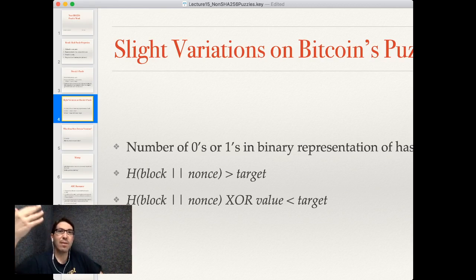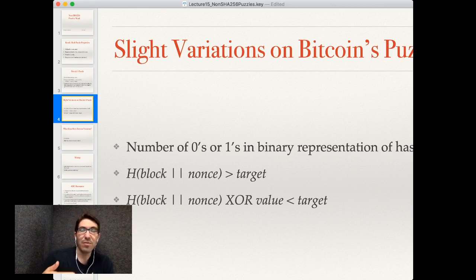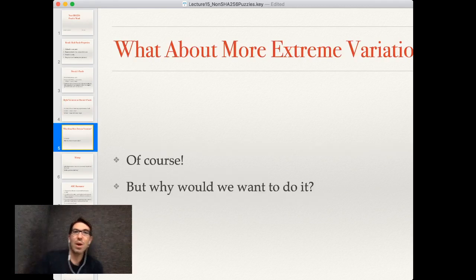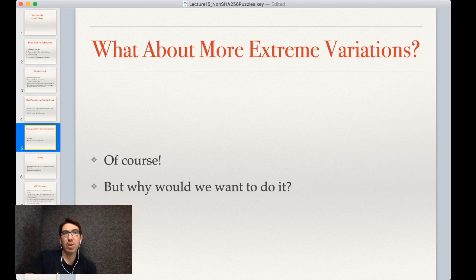So we can make these slight variations, but then the question is, why would we want to? What benefit does it give us really to try to create something larger than a target value instead of smaller than a target value? Well, there's no real benefit to this, but would there be benefits to more extreme variations, to larger changes to this basic concept? And of course, there are a lot of reasons that we might want to do that. There's not really much of a reason to just flip the Bitcoin puzzle around so that it's higher values instead of smaller values.